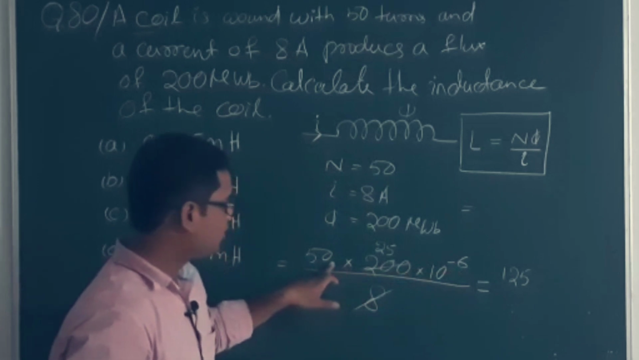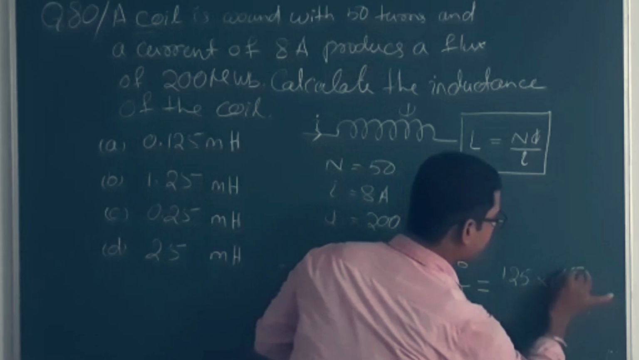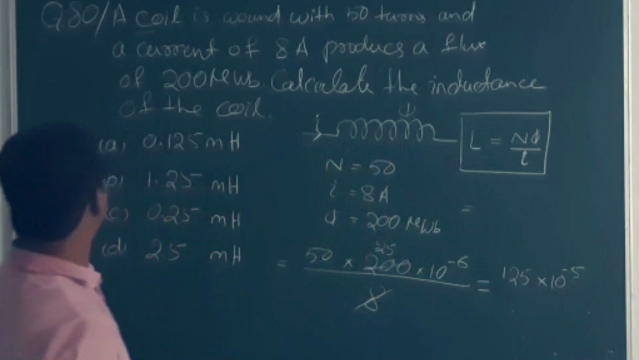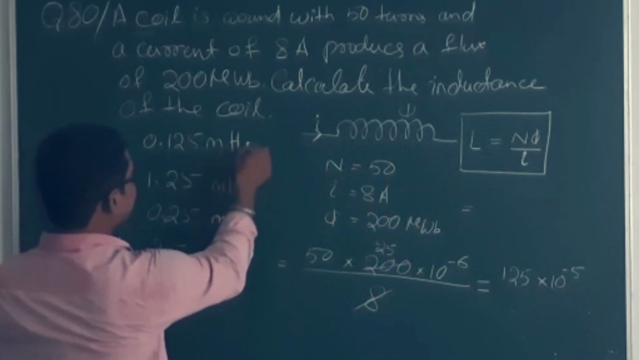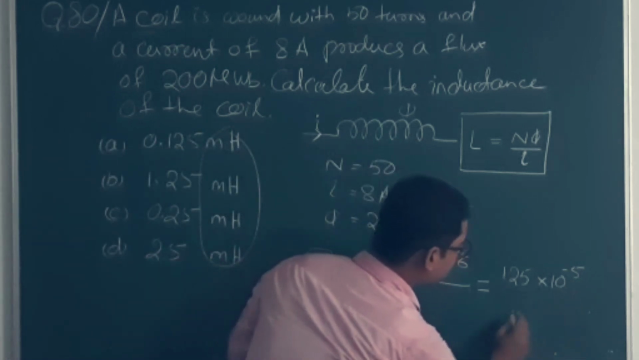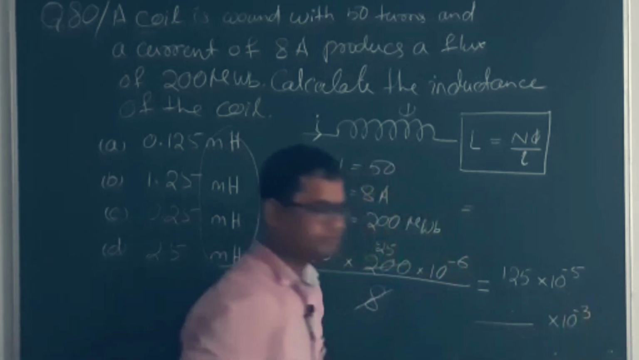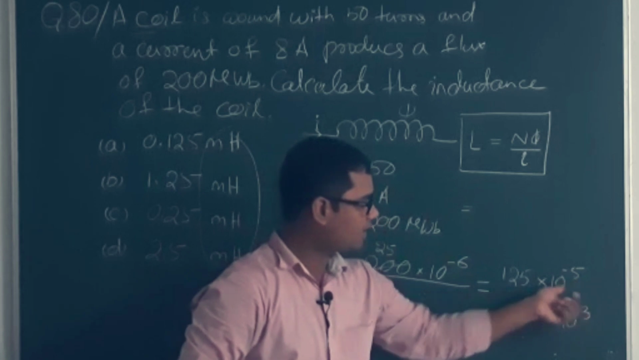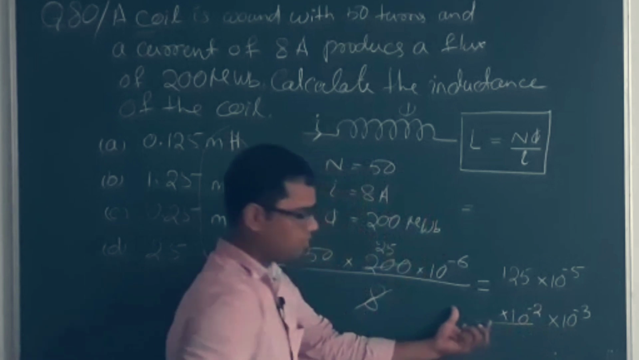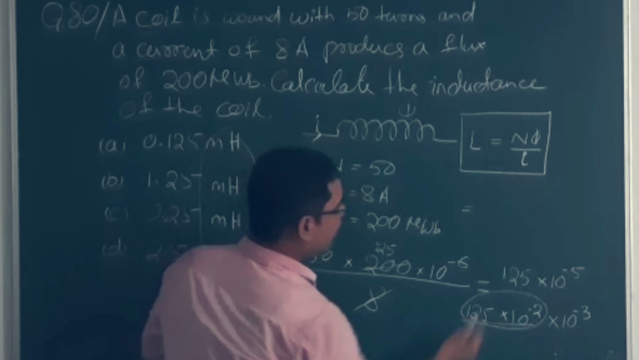And minus 6 is here and the 0 is there, 10 to the minus 6. So you can write it as 10 to the power minus 5. But the answer is not there. The answers are all in millihenry. That means you have to find the amount into 10 to the power minus 3. So here 10 to the power minus 5 is there. That means you can write it as 10 to the power minus 2 into 1, 2, 5. So if you solve this, how much do you get?